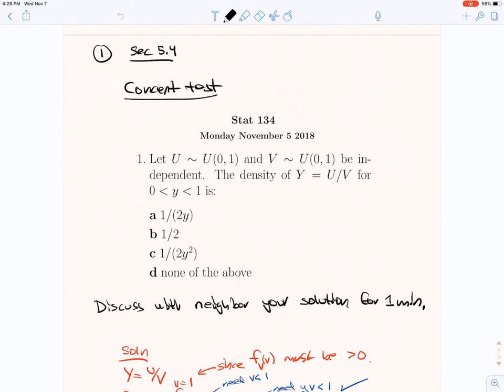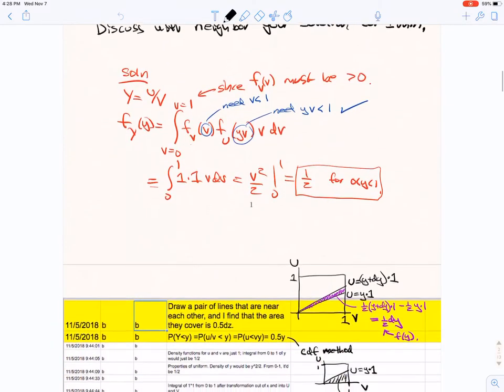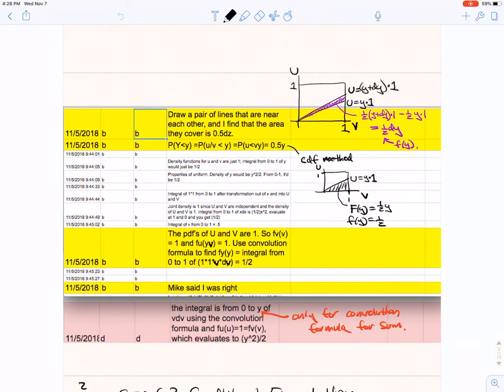So the concept test from last time: U is standard uniform, V is also standard uniform, and they're independent. The density for Y equals U over V, where Y is between 0 and 1, is which of the following. So I let you discuss for a minute, and you can remember the solution that I went over last time. I won't go over that again, but reading some other students' solutions I think is quite interesting.